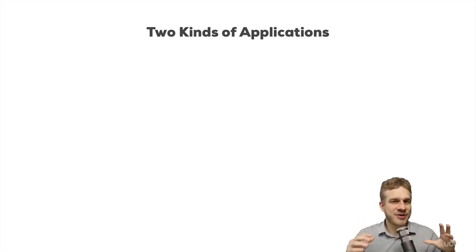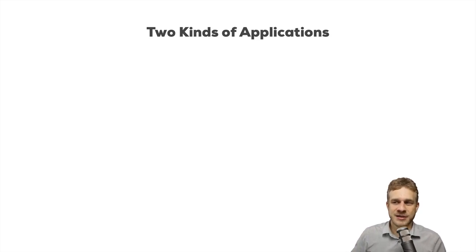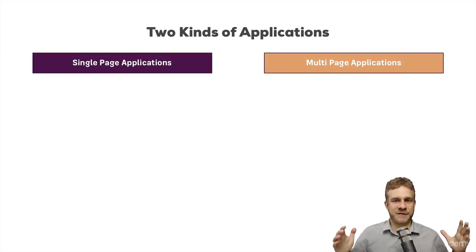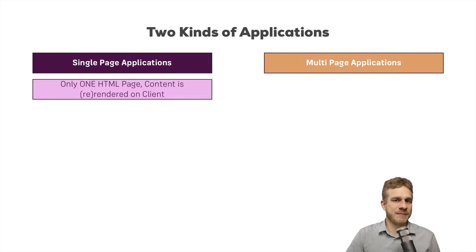When we talk about React, or also about Angular and Vue as a side note, we also have to keep in mind that we can essentially build two kinds of web applications with all these libraries and frameworks. We can build a single page application or a multi-page application. Now what's the difference? In a single page application, we only get back one single HTML file by the server.